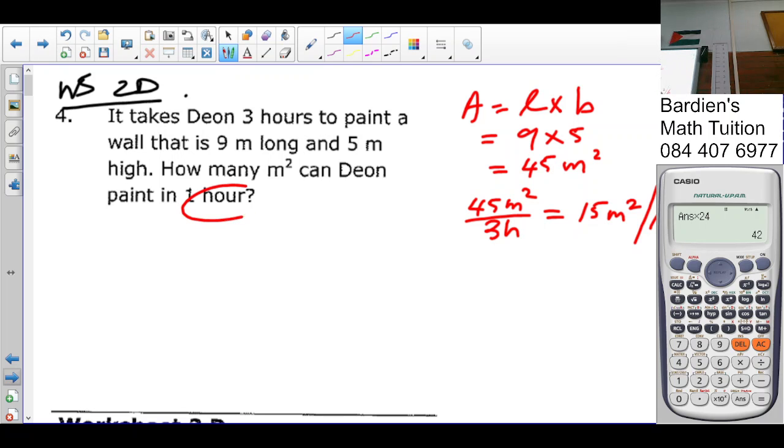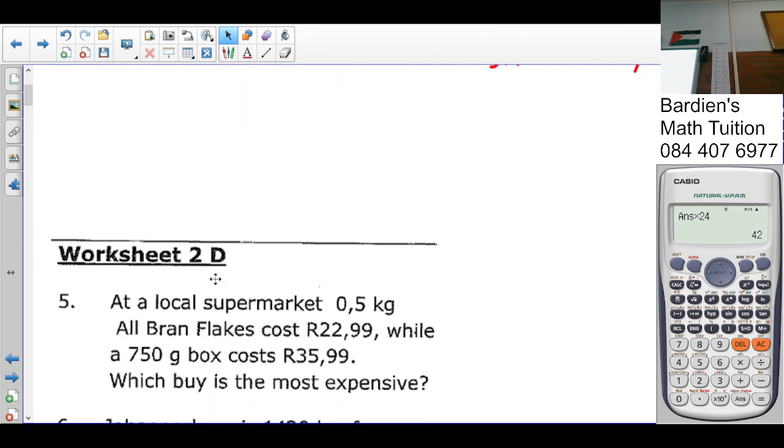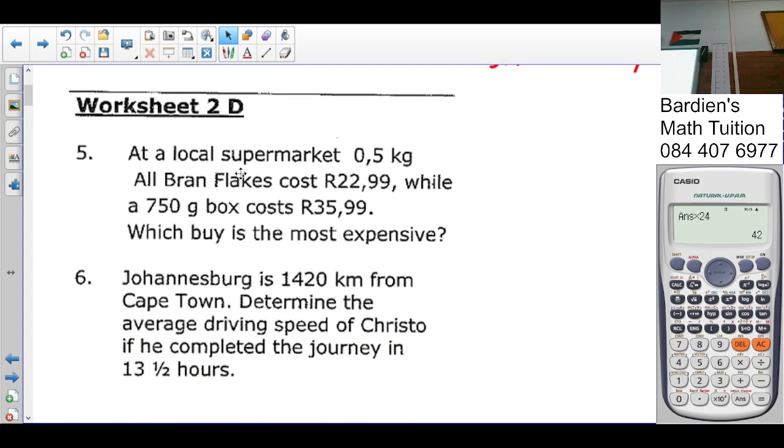How much can he paint in 1 hour? 15 meters. Simple. Easy mathematics. People, don't try and complicate these things, okay?